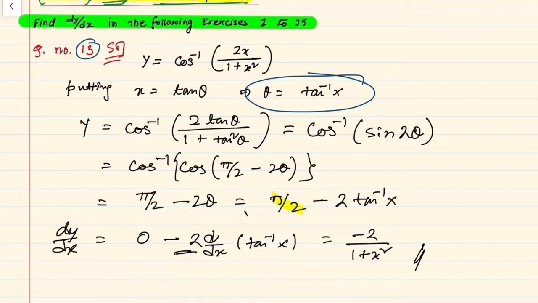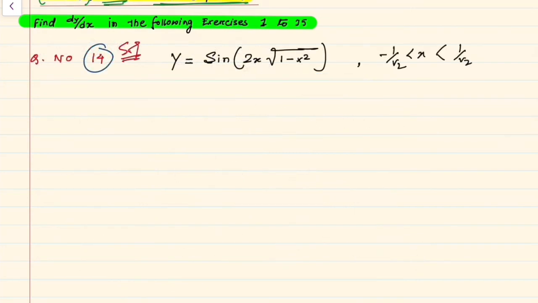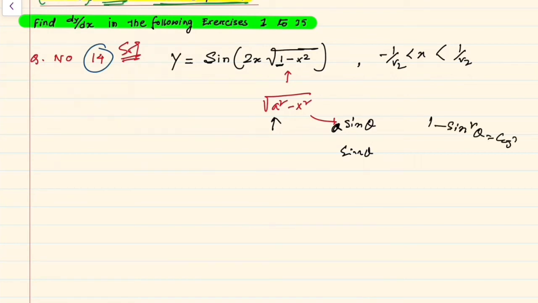Now let's move on to question number 14. So, solution of question number 14. For an expression of this form, a square minus x square, always put a sine theta here. Here a is a constant, and in this case a is 1, so we will put 1 sine theta, that means simply sine theta. Because if you put sine theta, then you can apply this identity, 1 minus sine square theta is equal to cos square theta.